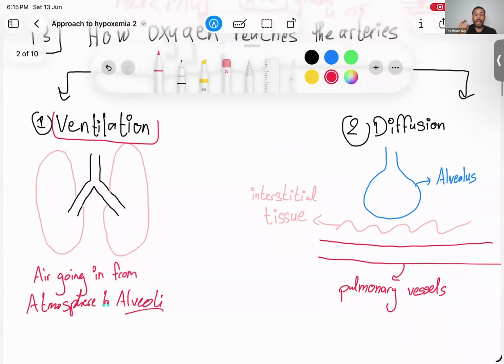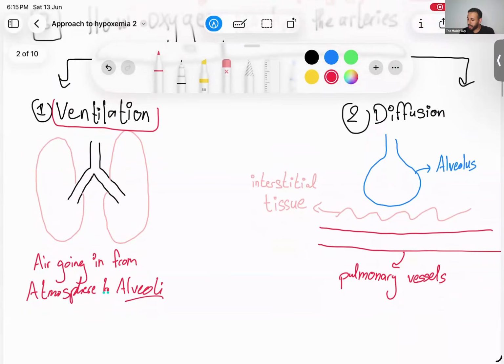Okay, so when the air reaches the alveolus, let's say the oxygen, O2, reaches the alveolus, in order for it to go to the pulmonary vessels, it should go through the process of diffusion. It should diffuse from the alveolus, going through interstitial tissue, and then be transferred to the pulmonary capillaries or pulmonary vessels. And as I said, in this process, some of the oxygen is lost. This process is called diffusion.